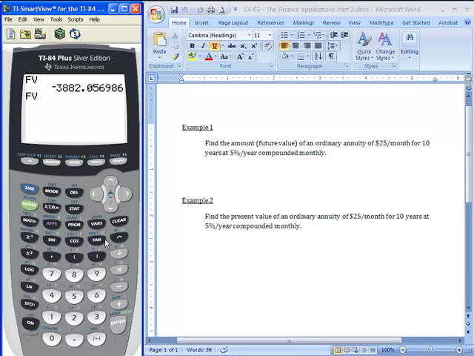Oops. Try that one more time. We get negative, then we press second and the negative key to get the previous answer up. We'll press enter and that'll make it positive.